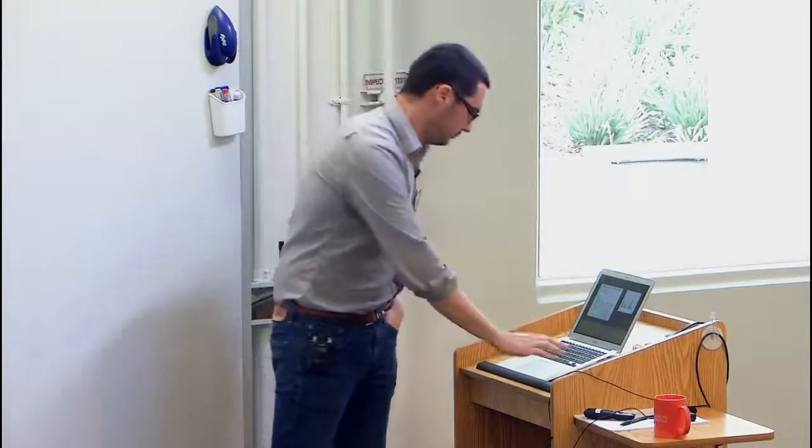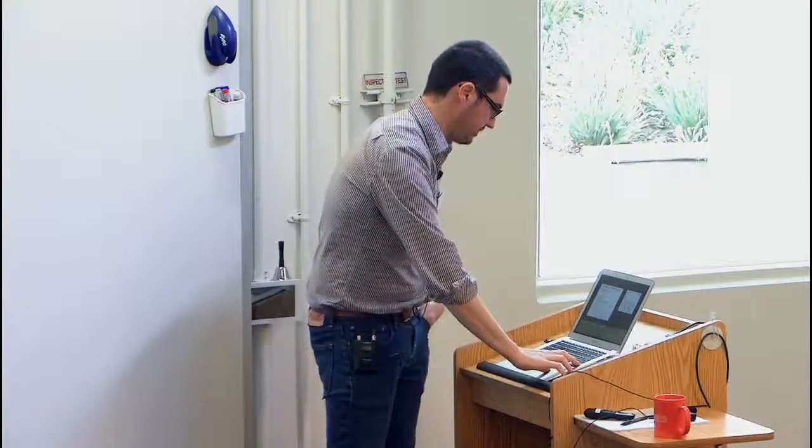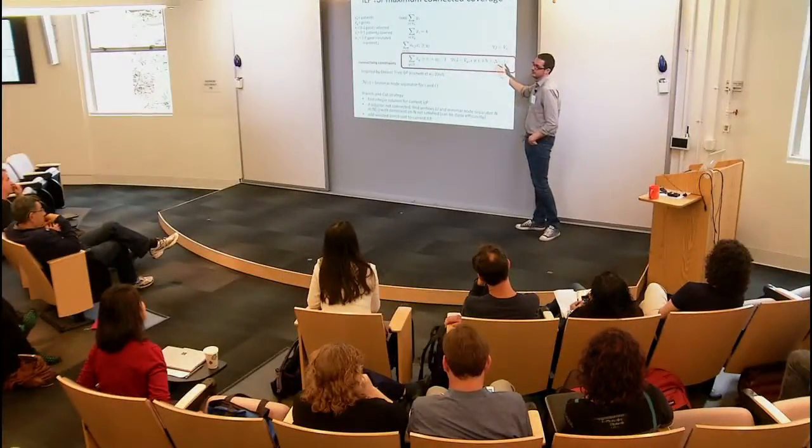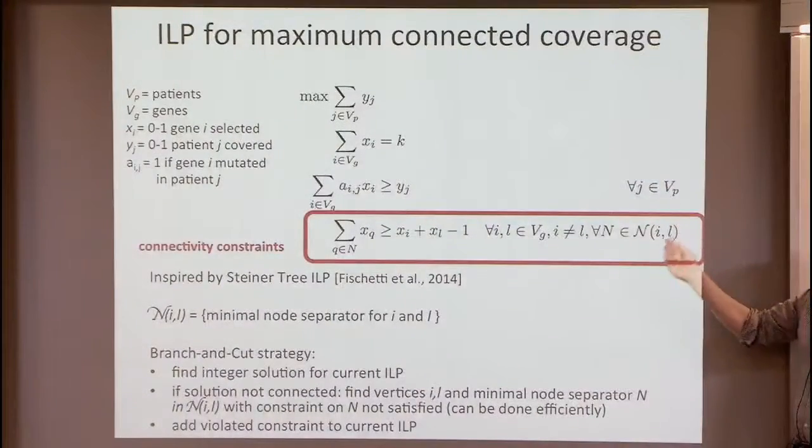When I was speaking with my colleague, I was saying exactly the same thing. So the ILP is going to be slow. Here, the trick is that it is only for these instances that it is fast. There may be, of course, instances in which it's not going to be as fast as the greedy. The trick is that you can generate these constraints very efficiently for your branch and cut. So it's very easy to find the node separator that is violated once you have a solution that is not connected.